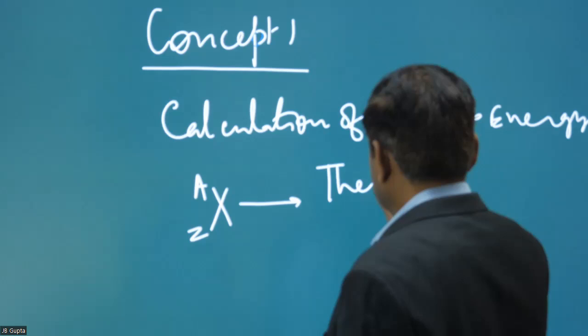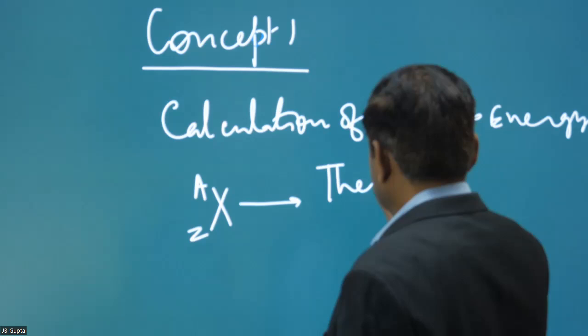Suppose the question is like you have an atom X(A,Z), and it is given that this splits into two elements, P and Q. Now we're giving you the mass of P, and the mass of Q is also known. And the momentum of one of the particles, P, is known. And they're asking you to calculate the mass of X. What will be the mass of X?